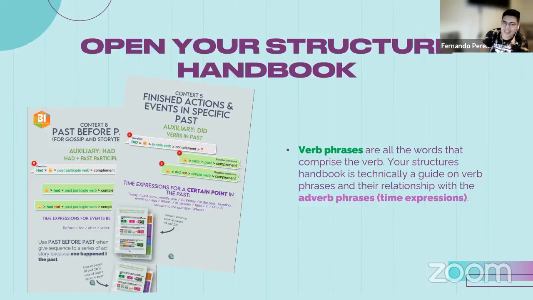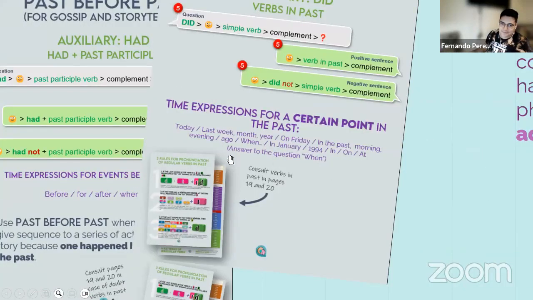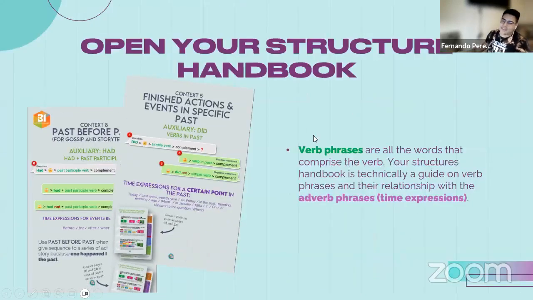So if you say, for example, I went to the supermarket. When did you go to the supermarket? Last Friday. Last Friday is a time expression, and last Friday is an adverb phrase. Okay, I got it. Thanks. Right. All the expressions that are in purple here represent the adverb phrase. And all this is in your structures handbook.